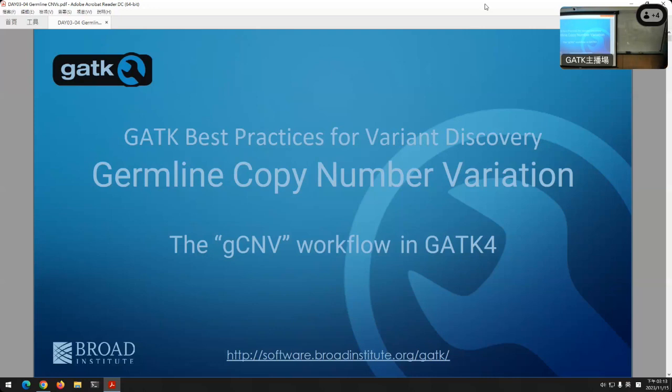I also want to mention that the pipeline that we used for calling germline copy number variation, we call it GCNV. It's not a single tool, it's a whole process that you have to run, a whole pipeline. So we'll talk about some of the background, some of the biology underlying copy number variation, how do we model and discover copy number variants, and then how do you actually run this pipeline on your own data?